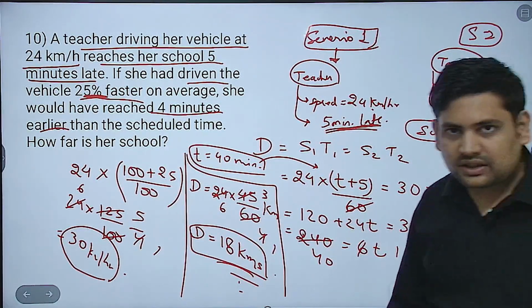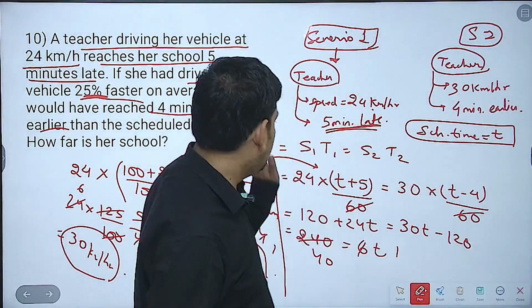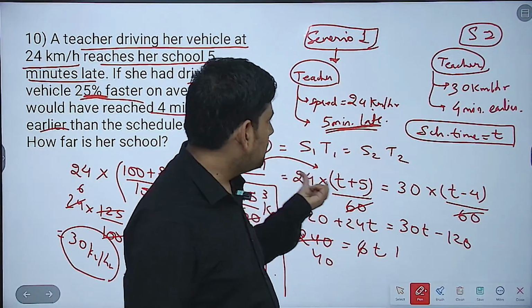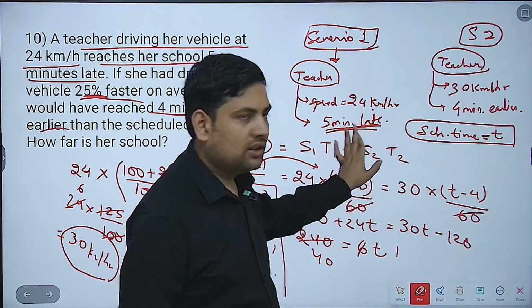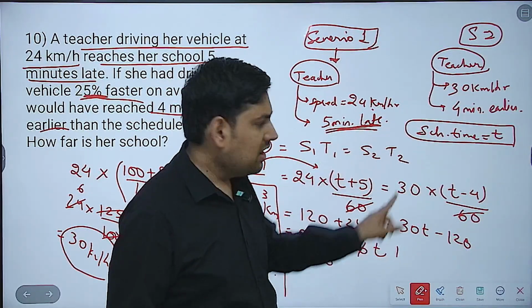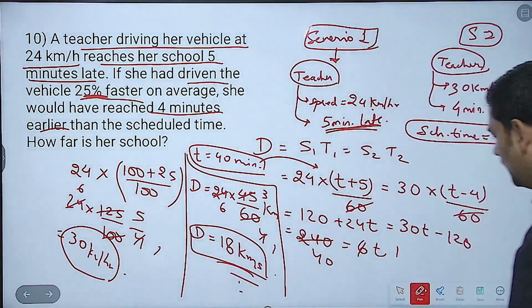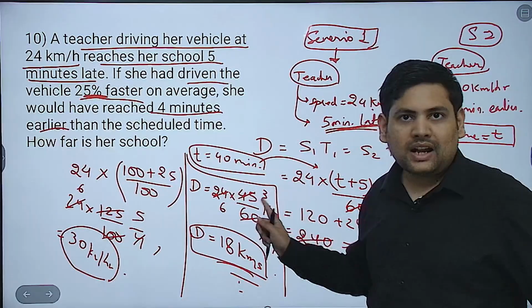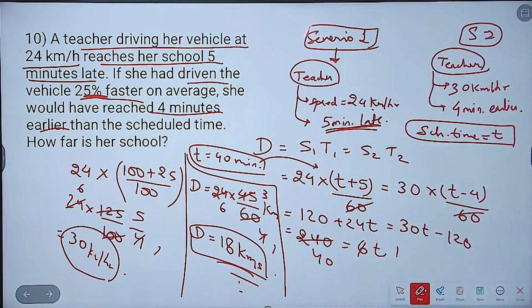Understood the entire process? First thing, you identified that distance is constant, then you equated s1 t1 is equal to s2 t2, and then you just put the values taking scheduled time as t. Then if she is late, you have to add. If she is early, you have to subtract. That's it. Then you solved it, got the value of t, put it back to get the value of the distance. Simple. Okay, then let's do another one.